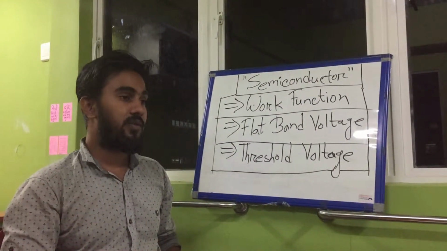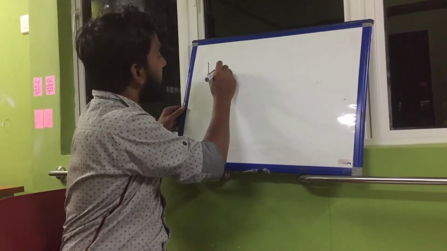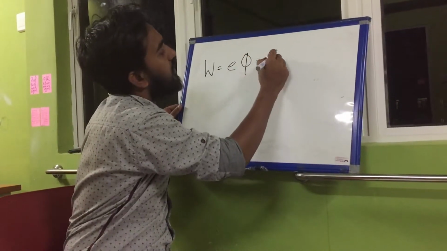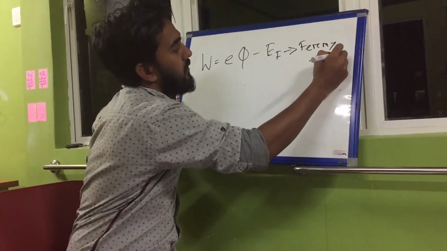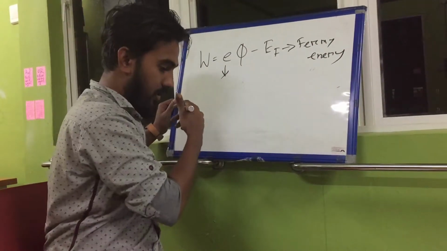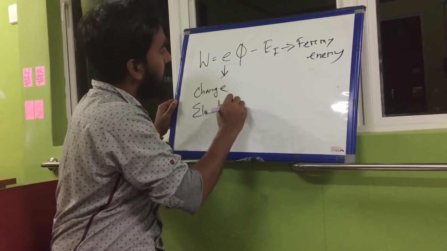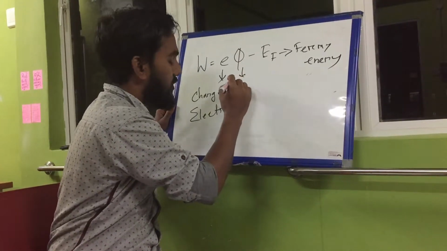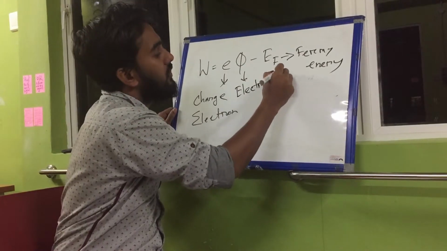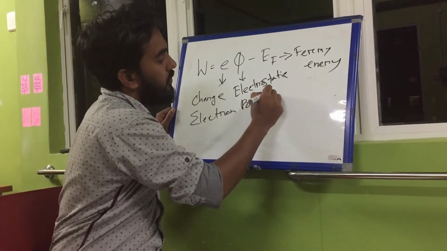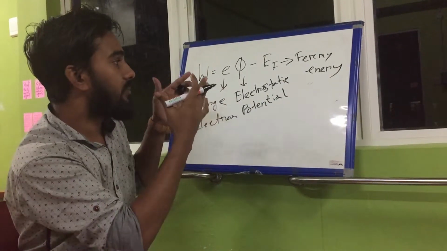Now I will go to the further explanation for work function. I will start by giving a formula which is W is equal to E phi minus EF. This is Fermi energy, we all know that. And this is charge of the electron, and this is electrostatic potential.